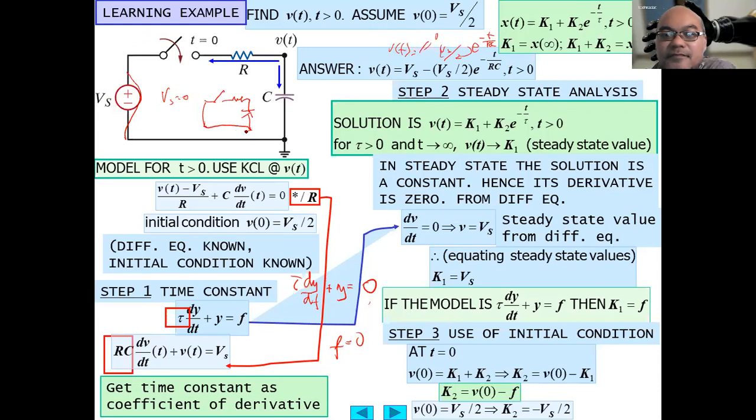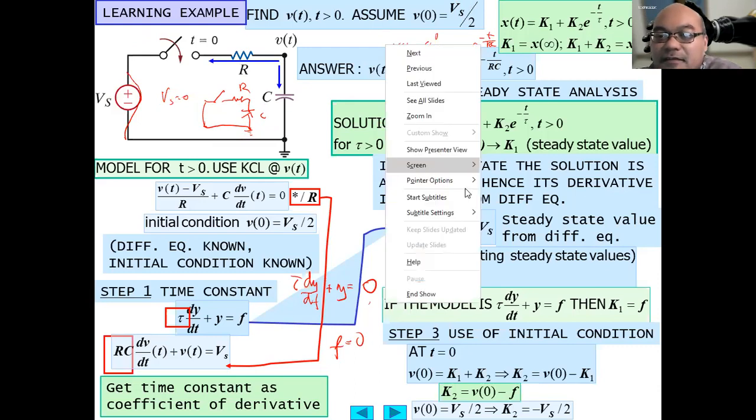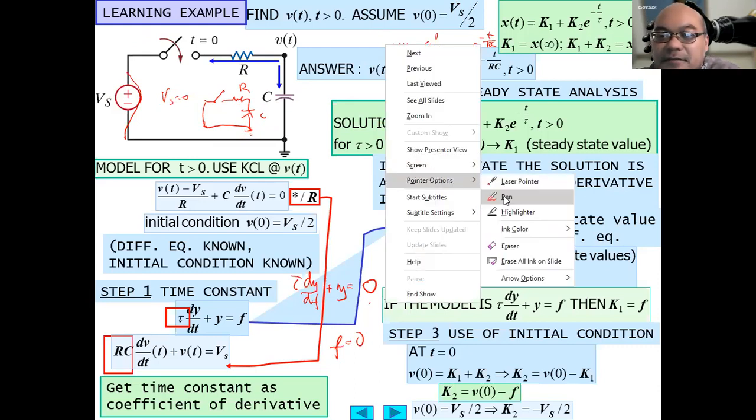Okay, with only R and C, and initially they are disconnected. Somehow the C already has an initial voltage value of Vs over 2. Vs is some value.